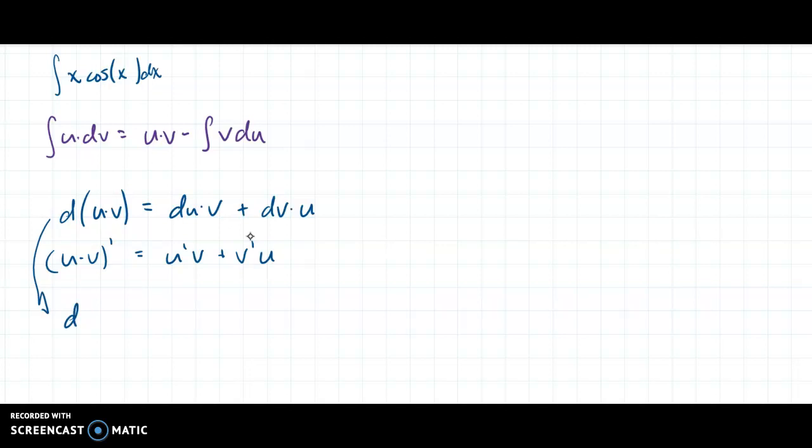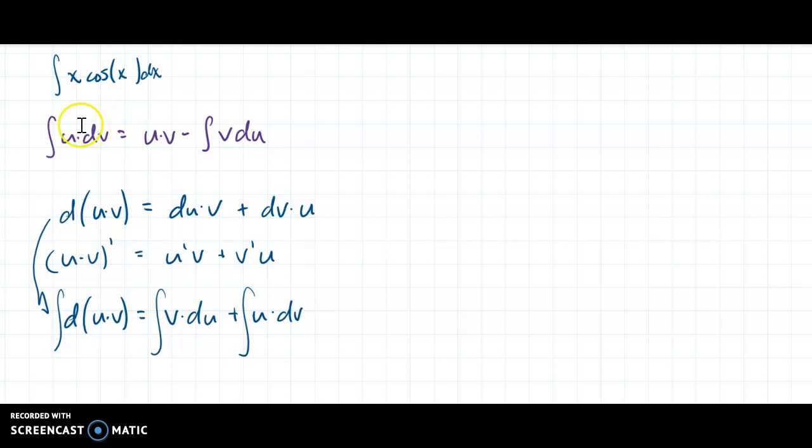So let me change this around a little bit. I'm going to write this as the derivative of u times v equals v times the derivative of u plus u times the derivative of v. All I did was flip the order of those. Now what we're going to do is integrate both sides.